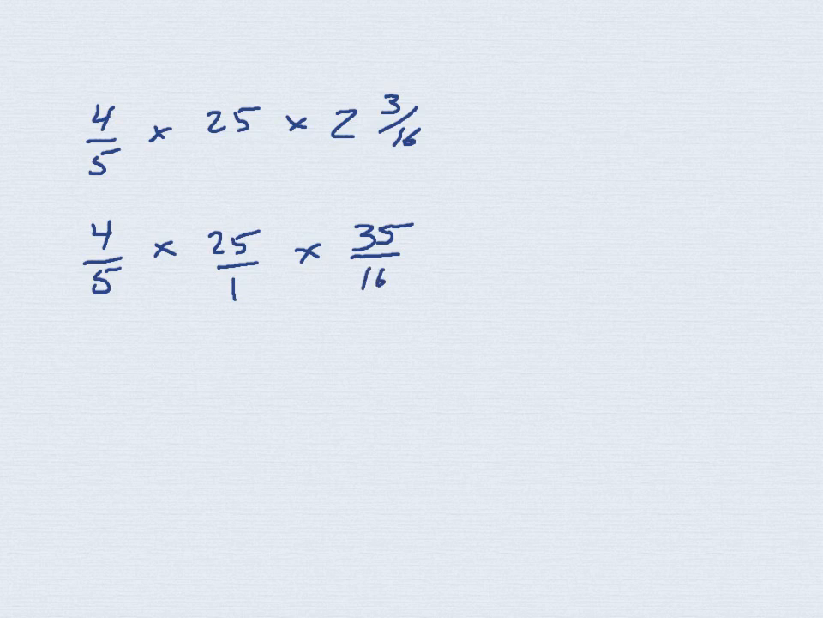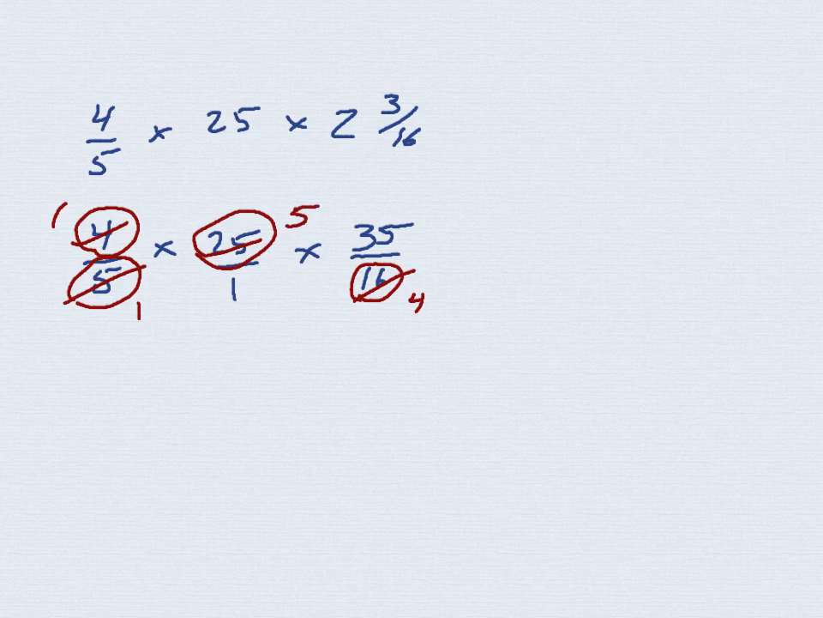Now, your job is to reduce first or second. I'm going to reduce first because the numbers are smaller to work with. I'm going to start with the 4 and the 16, both common factor of a 4. 4 goes into 4 once, 4 goes into 16 4 times. I also see a common factor of a 5 and a 25. I could have also chosen 5 and 35. Does not matter, you get the same answer. 5 goes into 5 once, 5 goes into 25 5 times.